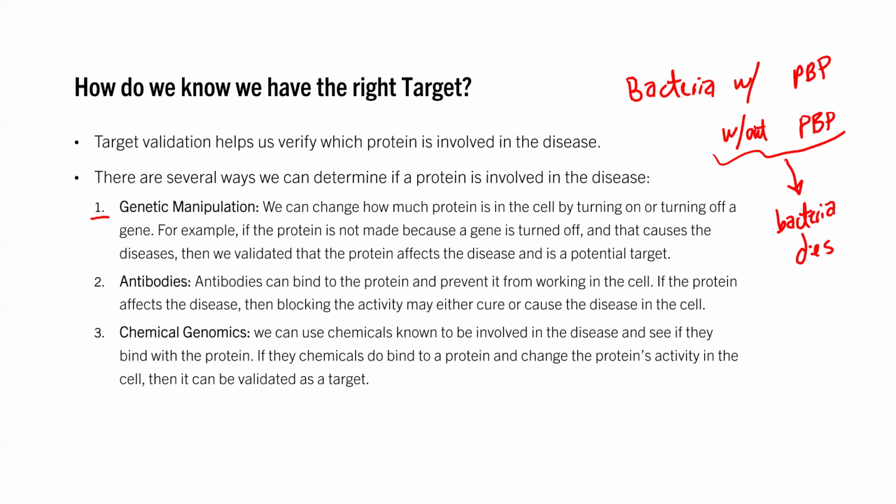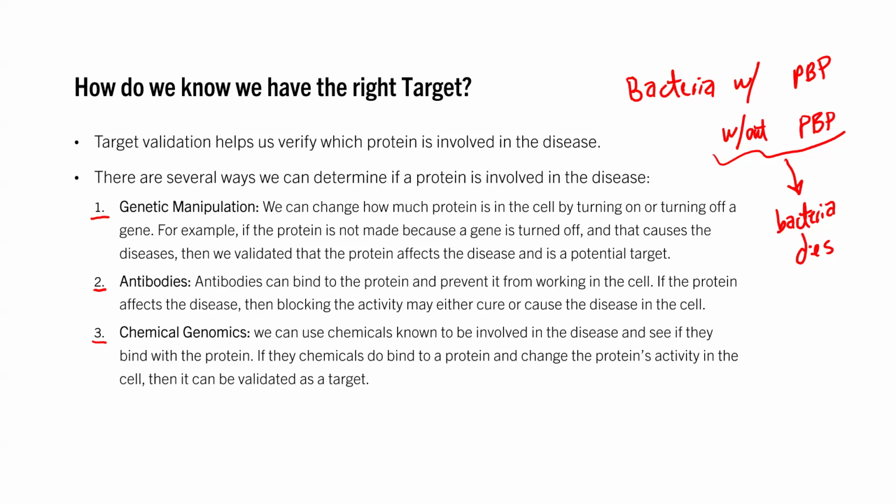Another way is with molecules known as antibodies. Antibodies can bind to the protein and prevent it from working in a cell. If the protein affects the disease, then blocking the activity may either cure or cause the disease in the cell. Then last but not least is a process known as chemical genomics. We can use chemicals known to be involved in the disease and see if they bind to that protein. If the chemicals do bind to a protein and change the protein's activity in the cell, then it can be validated as a target.